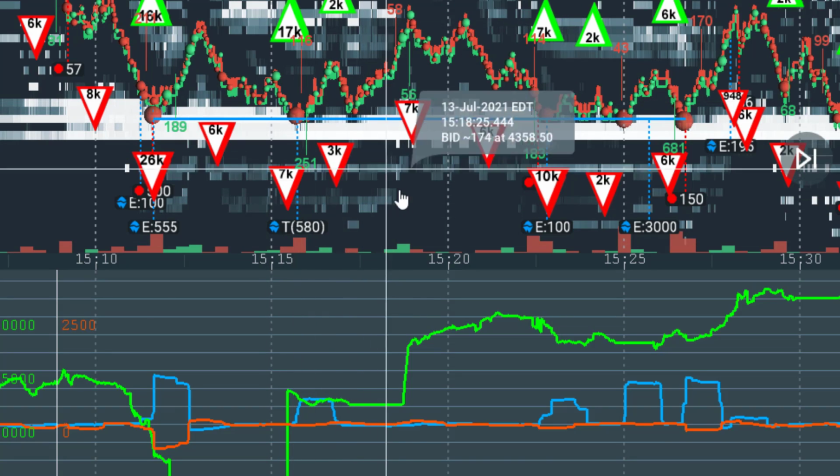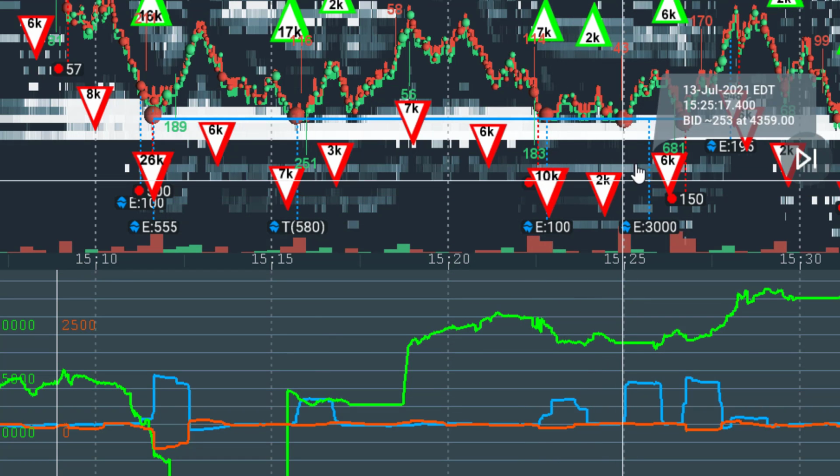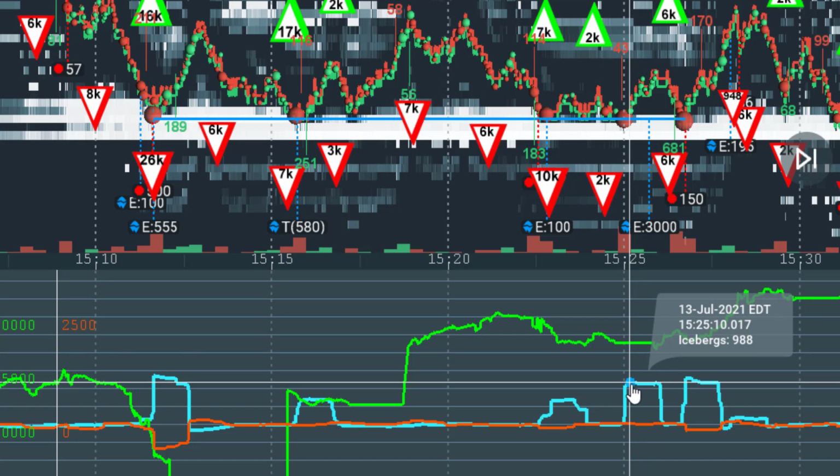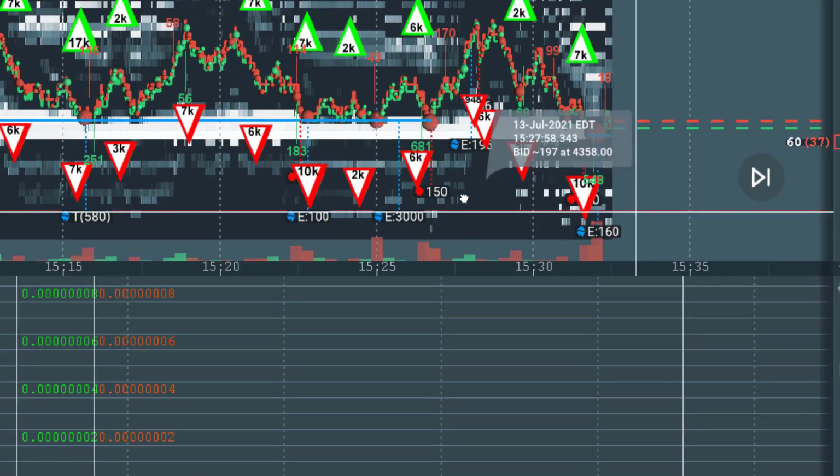He didn't get hit there. He got hit again here. We can see it. He got hit a fourth time, and then he got hit a fifth time right here.